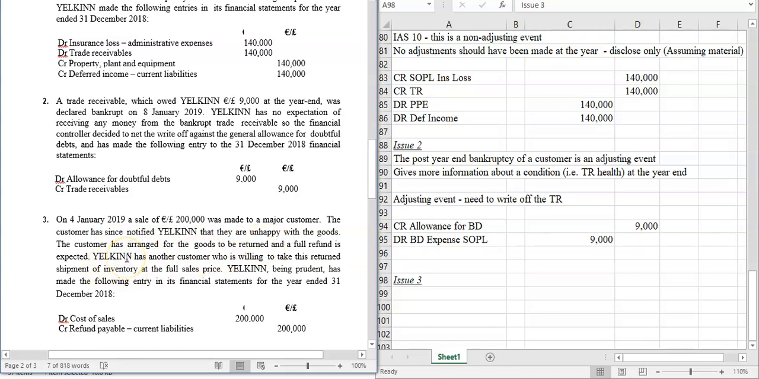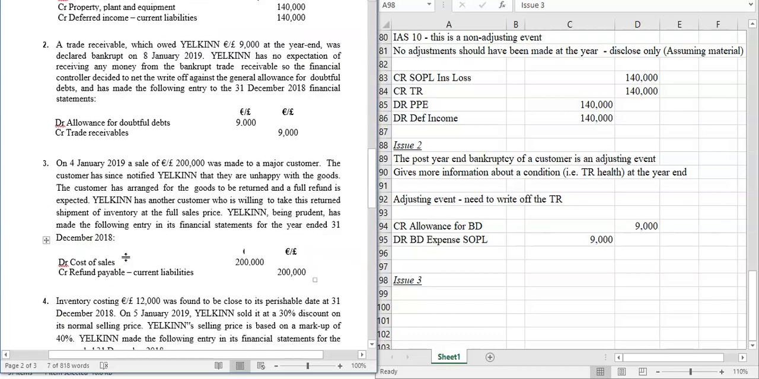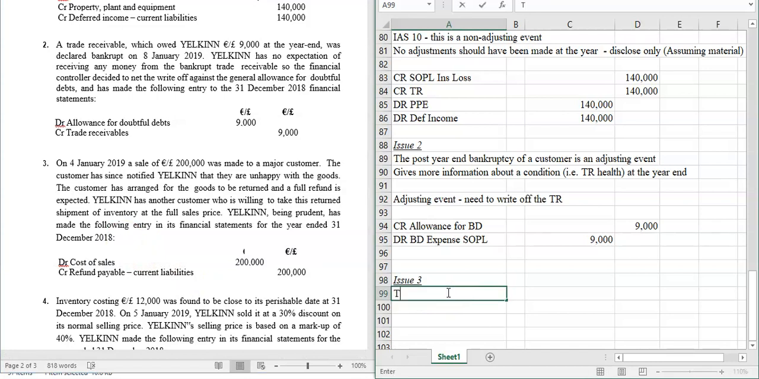But Yelkin has another customer who's going to take those goods and sell them at full price. So there's going to be no damage or loss really overall. And what Yelkin want to do to be prudent is they have debited cost of sales and credited a refund at the year end. Now again, the key thing here is this sale took place after the year end. Thus, nothing to do with 2018 accounts.